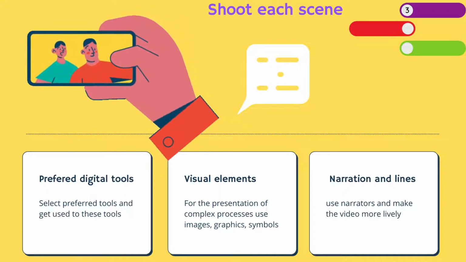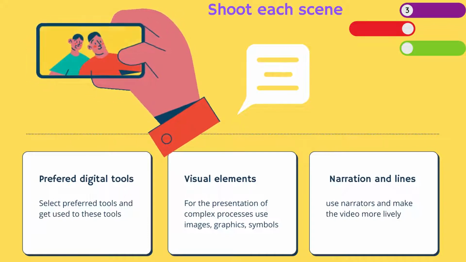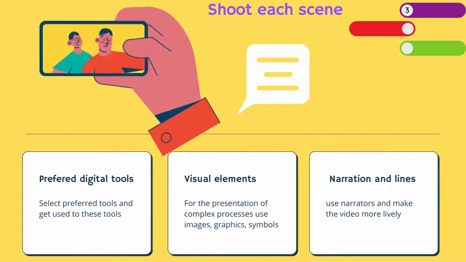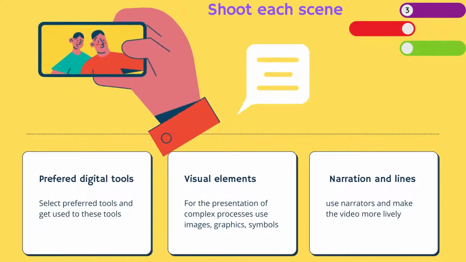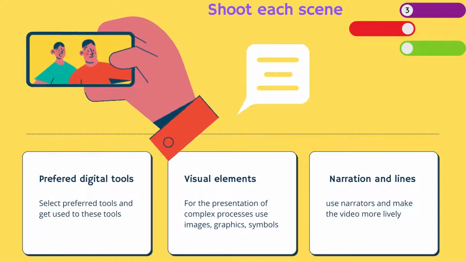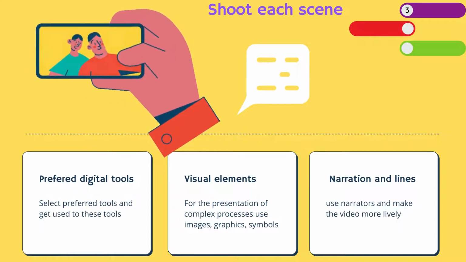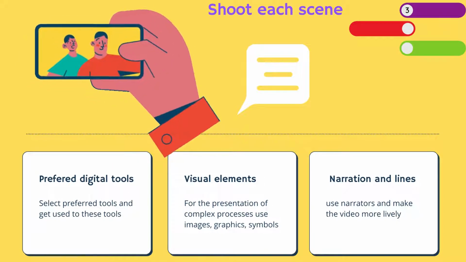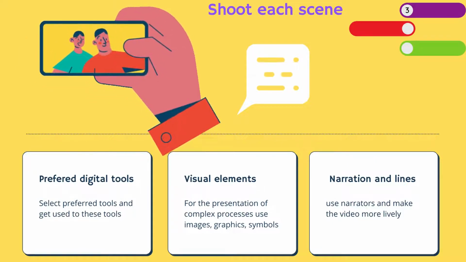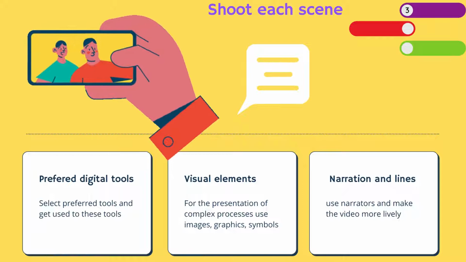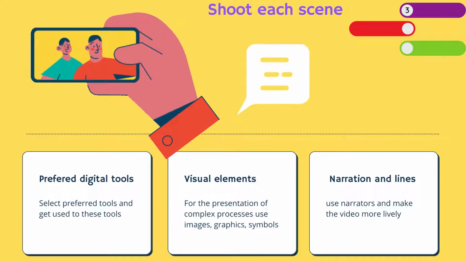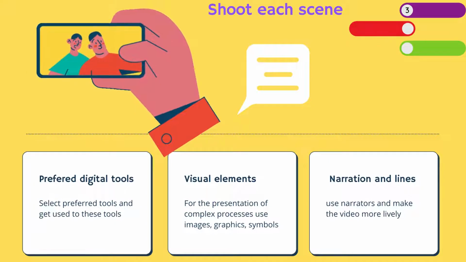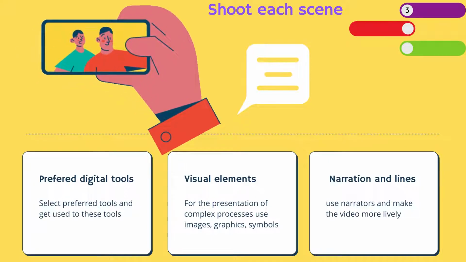Here are also some tips for producing this step of video production. Select your preferred tools and get used to them. This way, you will save time. Use visual elements such as images, graphics, symbols, or similar for the presentation of complex processes. Visual elements are better processed by the brain, and remain longer in the memory. Use narrators and make the video more lively. Get feedback from your friends, and ask them if your story is understandable.